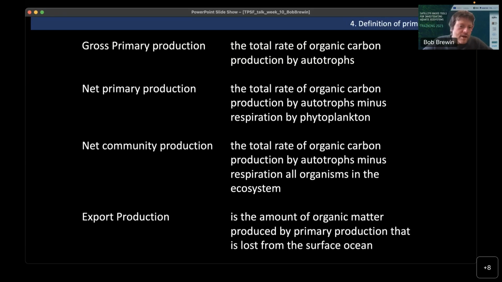And another term we often refer to is export production, which is defined as the amount of organic matter produced by primary production in the surface ocean that is lost to the deep ocean. So I thought it's important just to make some definitions of those terms before we move on. I think I saw a question pop up about that as well, so it was quite good timing.